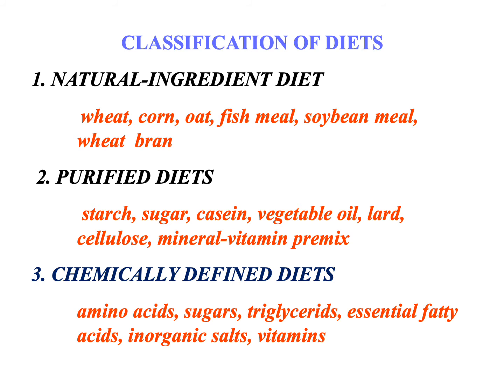Classification of diets may be three groups. 1. Natural ingredient diet, which consists of natural feeding stuffs like in a ground form: wheat, corn, oat, fish meal, soybean meal, wheat bran, milk powder. 2. Purified diet. Many people call it semi-synthetic, but this is really purified diet. Starch, sugar, casein, vegetable oil, lard, cellulose, mineral, vitamin premix.